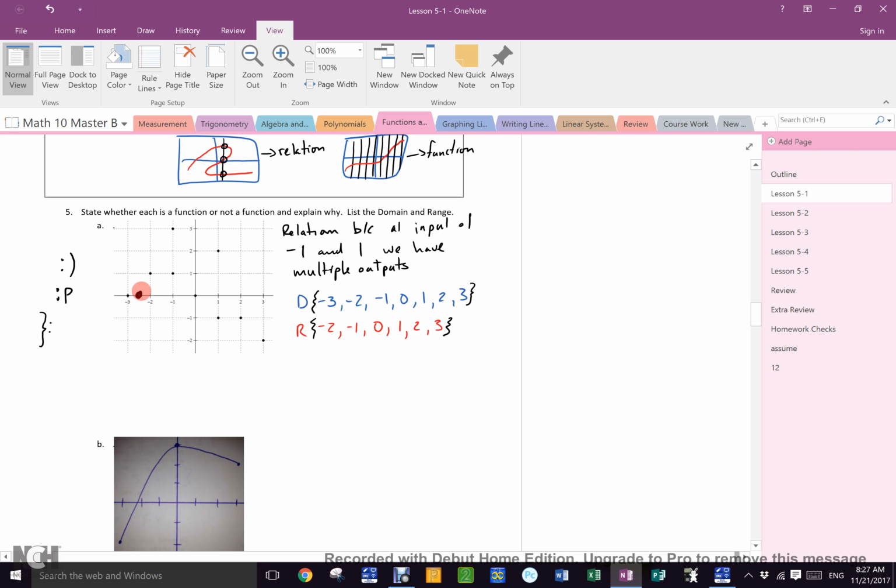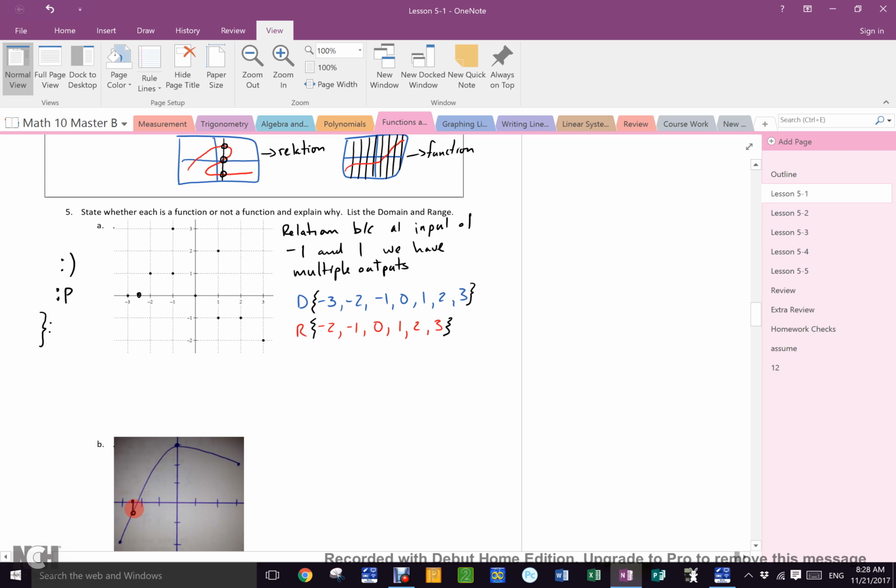Okay. So if I asked you for the output at negative 2.5, is there one? No. Everybody with me? And there's no dot at x, negative 2.5. So this point right here doesn't exist on this graph, does it? There is no input of negative 2.5, so therefore there can be no output, right? What about this one? At negative 2.5, is there an output?